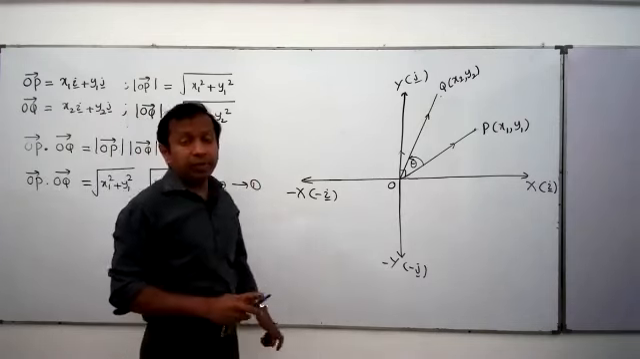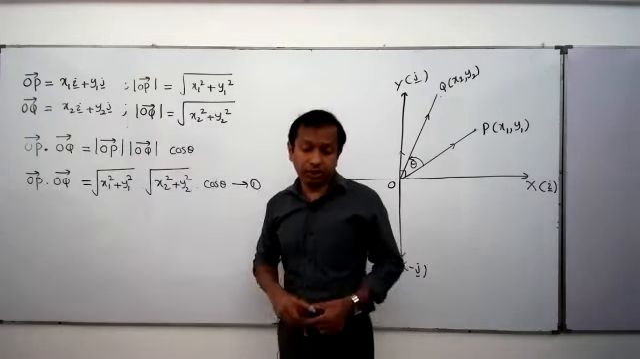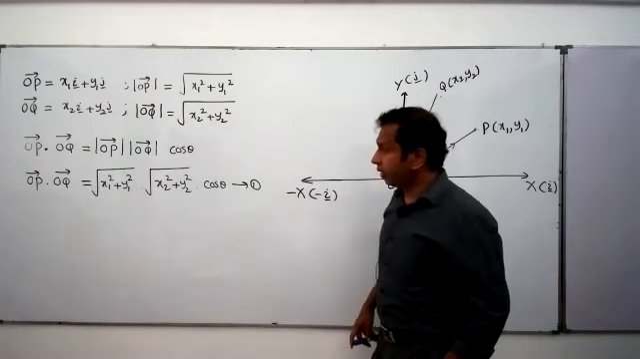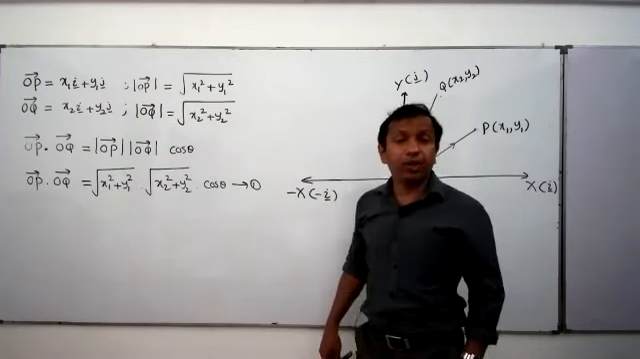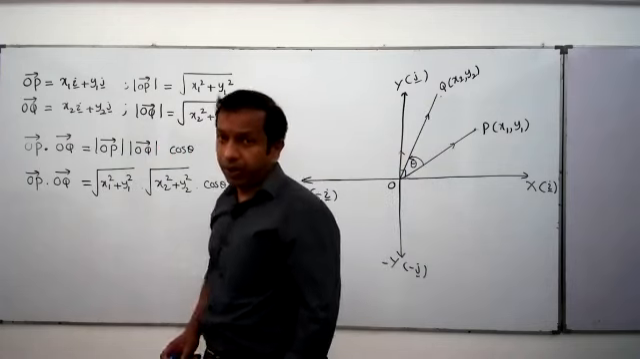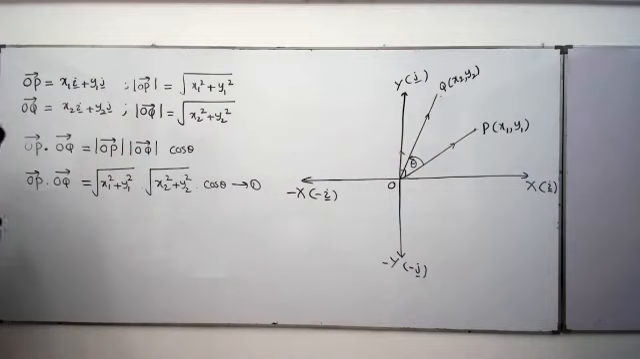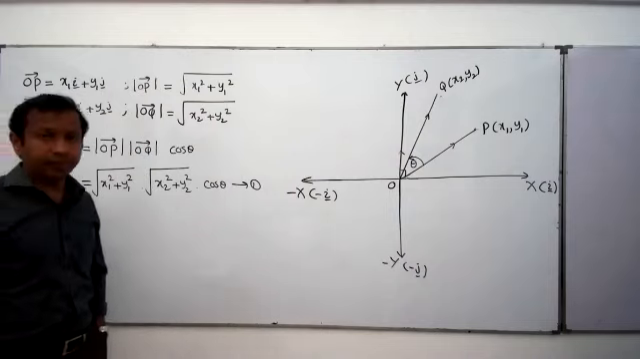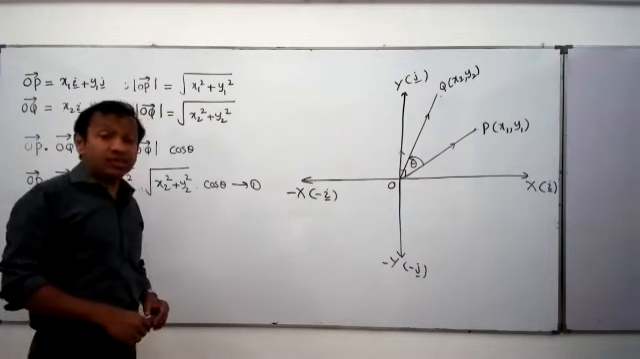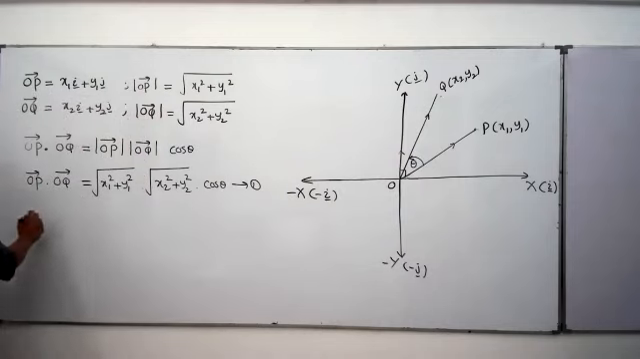I directly applied, people, the vector dot product for the vectors OP and OQ. That's all. Now this OP dot OQ, I am going to find in another way, using the distributive law property. OP vector dot OQ vector.